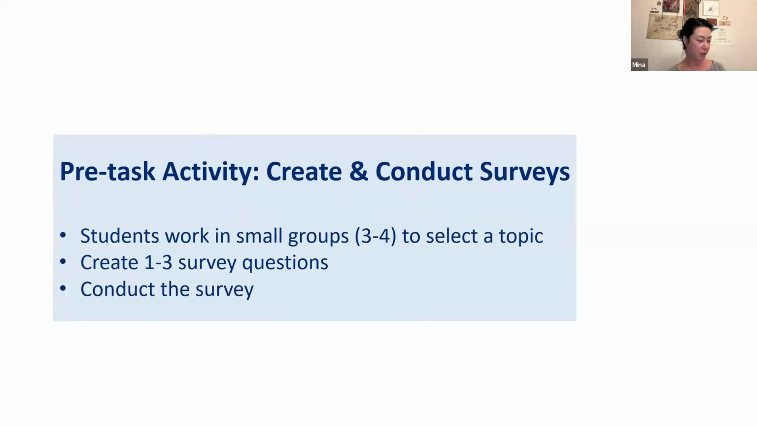Okay, so we're ready to talk about the pre-task activity. So for this activity, I will divide the class into small groups of 3 or 4, and then each group will get to choose a topic of their own. Based on their topic, they will then create 1 to 3 survey questions, and then they will choose their best question. So in the end, they only use 1 question, but I have them create 3 because I want to push their thinking, and oftentimes our first question isn't our best one or a best idea. And then I will check their questions, and once they have their survey question, they will go ahead and conduct the survey.